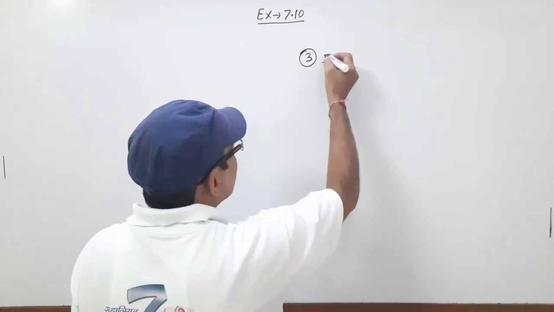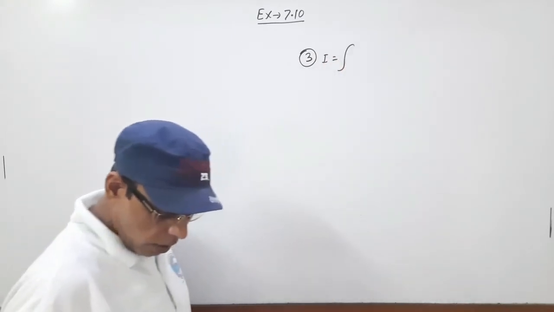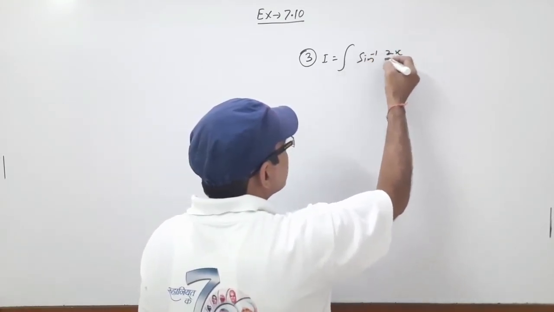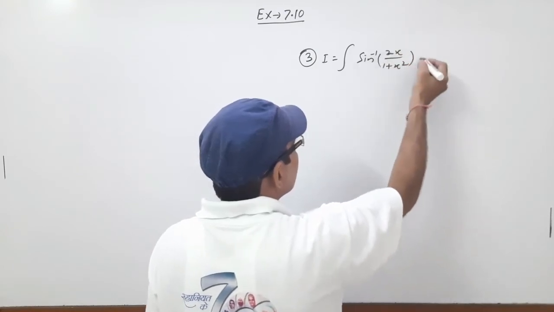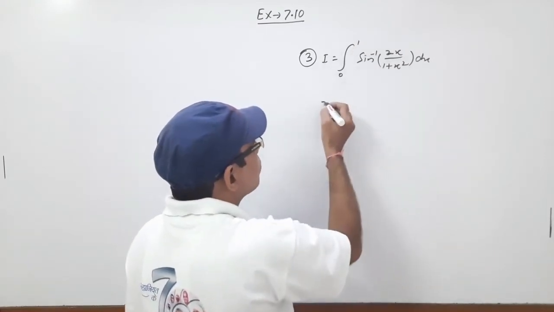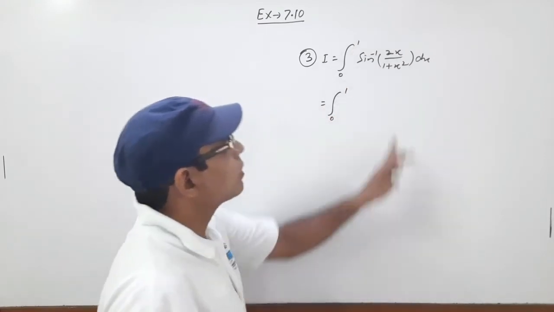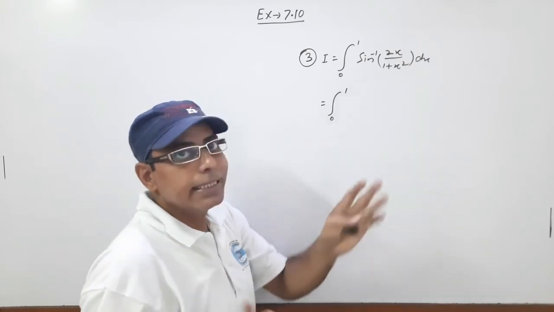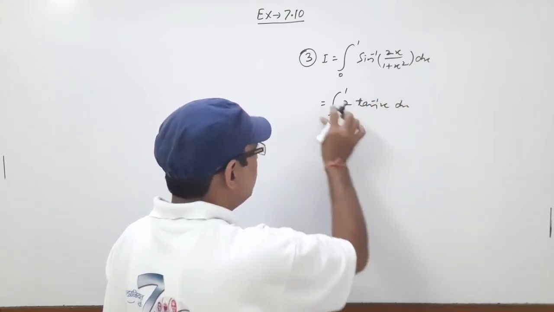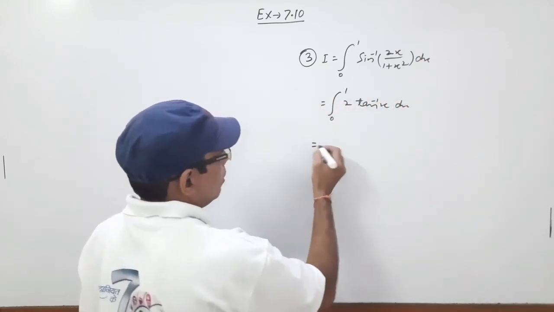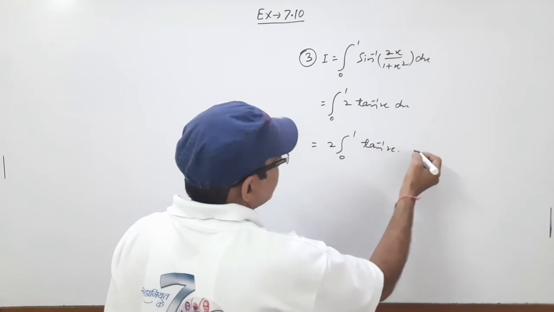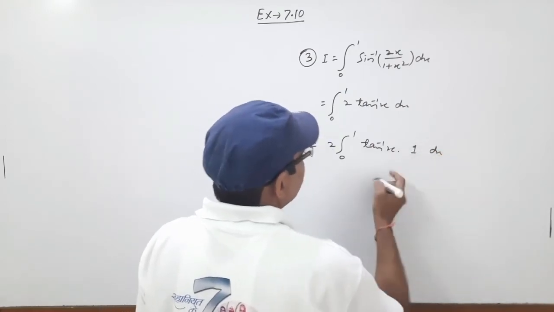Question number 3. Integration of sin inverse 2x upon 1 plus x square, and the limit is from 0 to 1. Dear students, sin inverse 2x upon 1 plus x square is the formula of 2 tan inverse x. Now we can write tan inverse x into 1 and dx.